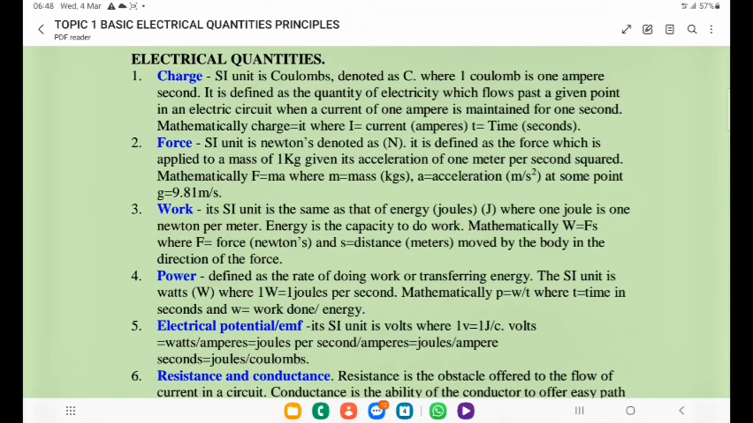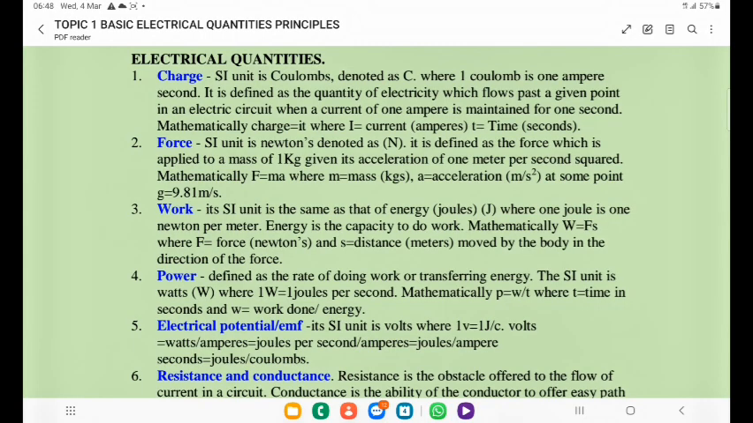One of them is charge. We always put the SI unit for charge as coulombs, denoted by capital C, and charge is denoted by Q, where 1 coulomb is 1 ampere second. That is the amount of electricity that is flowing past a given point when a current of 1 ampere is maintained for 1 second. That's how we define charge. So mathematically, charge Q equals I times T, I standing for current in amperes, and T standing for time in seconds.